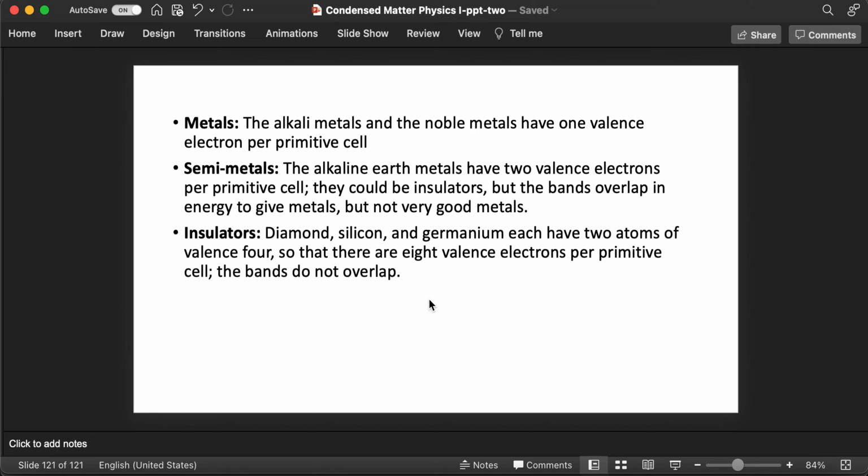Diamond, silicon, germanium, etc. have two atoms, and each atom contributes 4 electrons. So you have 8 electrons per primitive cell, and again the band will be fully filled, and the bands don't overlap. So a very simple formula, a thumb rule that doesn't work all the time, is that an even number of valence electrons would lead to an insulator in the case where there is no band overlap, and an odd number of electrons would lead to a metal. That's a very simple thumb rule. It doesn't work all the time, but it is good for easy understanding.